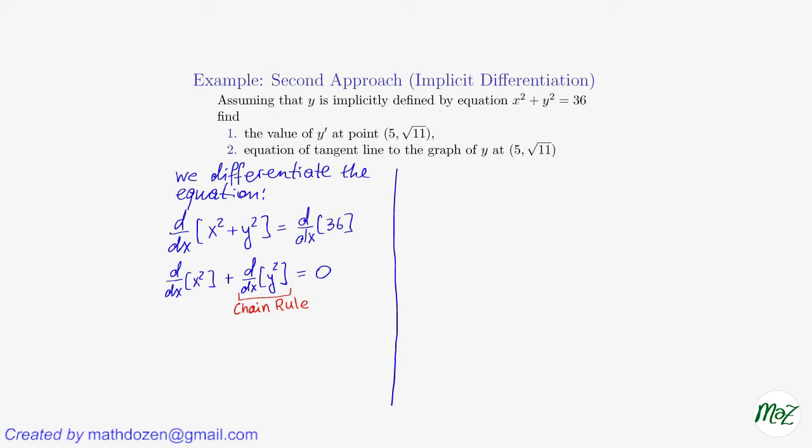Then we notice that for the second term, the derivative with respect to x of y squared, we will use the chain rule because there is a mismatch of variable. There is y inside and there is x that we are finding the derivative with respect to. So we'll have 2x plus d/dy of y squared multiplied by dy over dx. And after that we arrive at 2x plus 2y times y prime equals 0. dy over dx is the same as y prime.